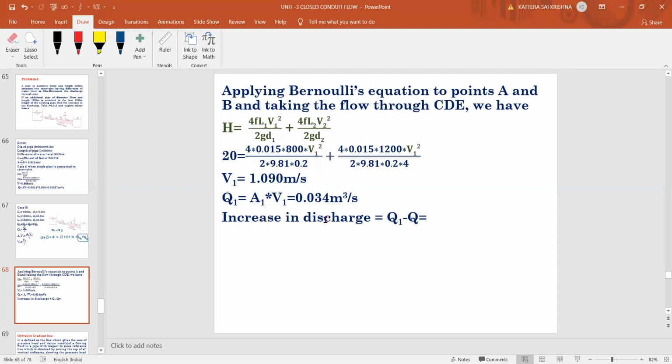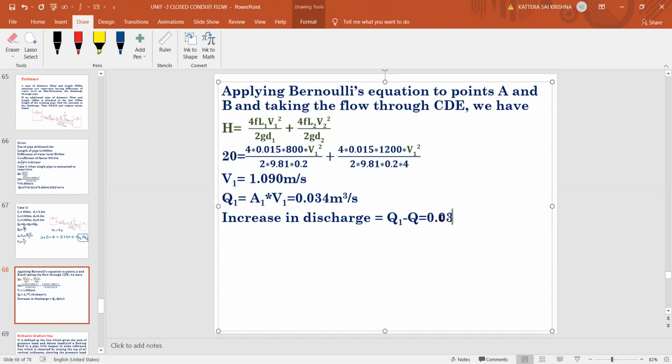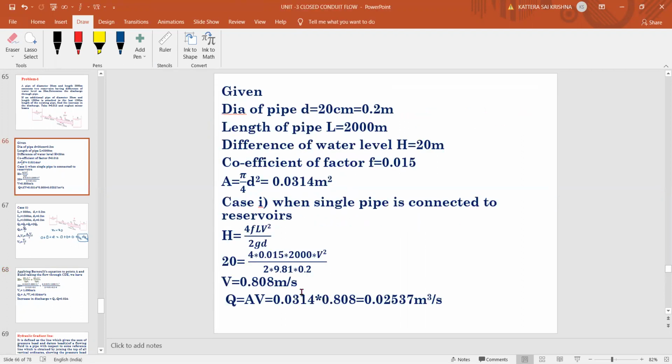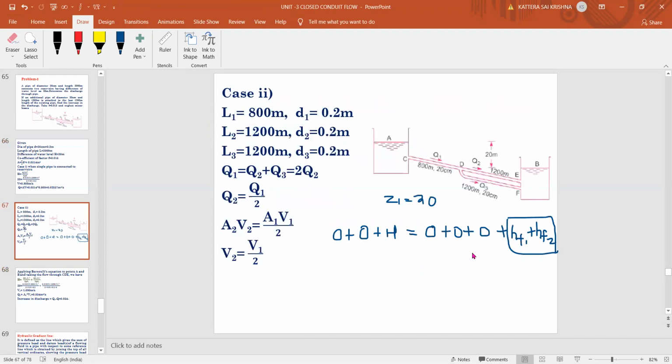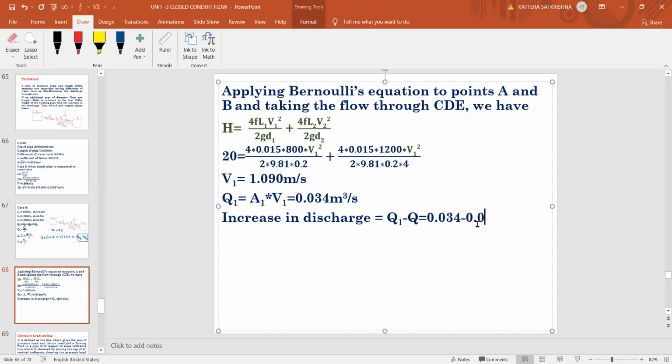So now we can calculate the increase in discharge. How much is the increase because of the application of the parallel pipe? Increase in discharge equals Q1 minus what I calculated without the parallel pipe. That is 0.034 minus the discharge first calculated, 0.02537. So this is the increase in the discharge. What is the value? 8.63 into 10 to the power of minus 3.